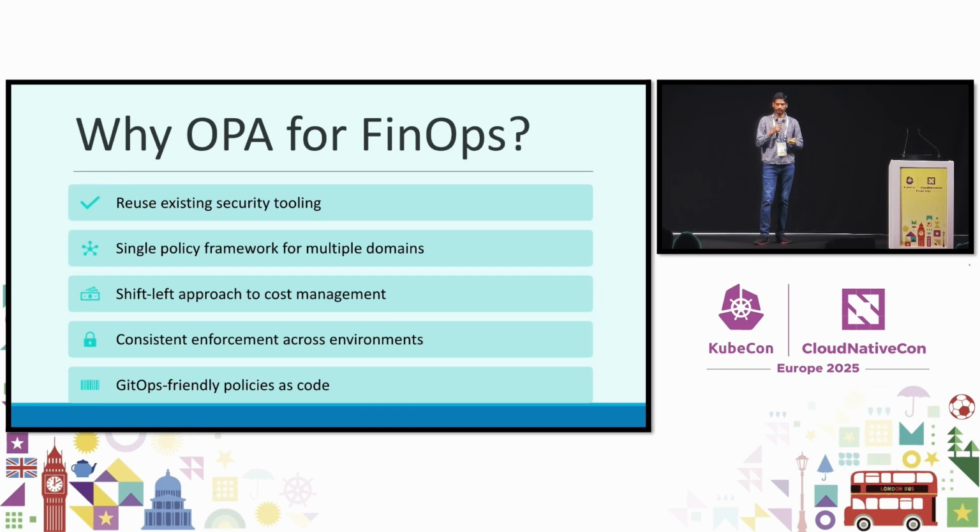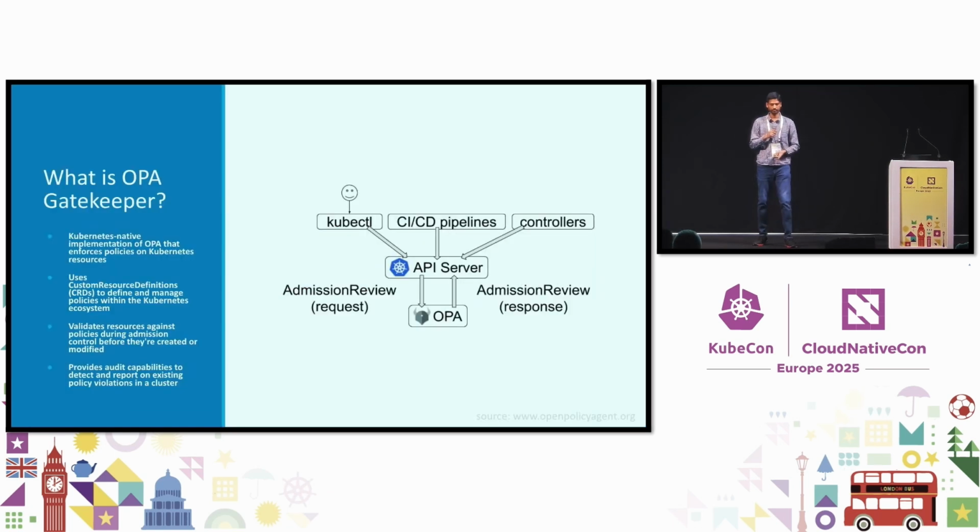Next thing is that it's GitOps friendly. It's version controlled. You can have it in a Git repo and then use GitOps CD tools like Flux CD or Argo CD to go and deploy those policies in your target Kubernetes clusters.